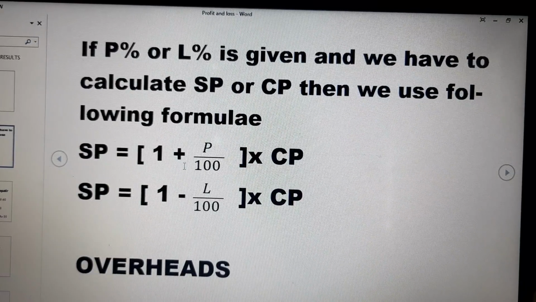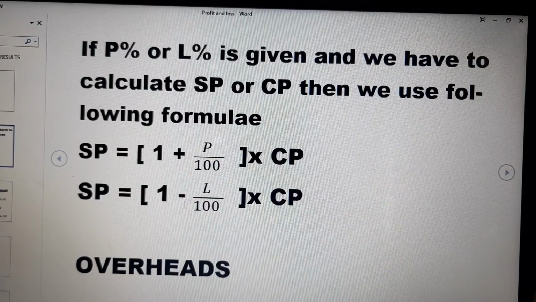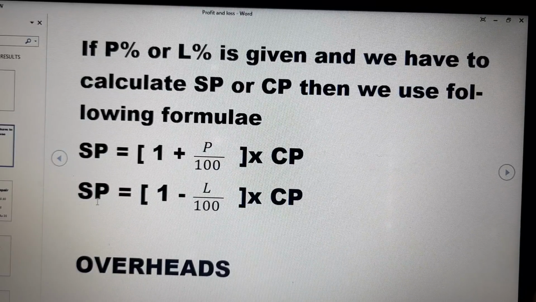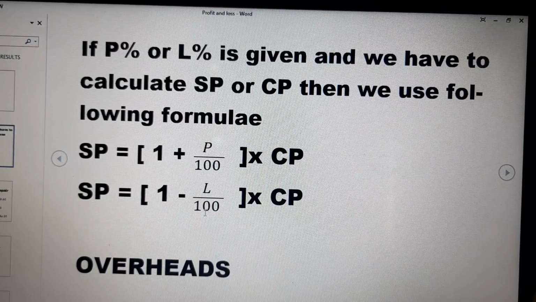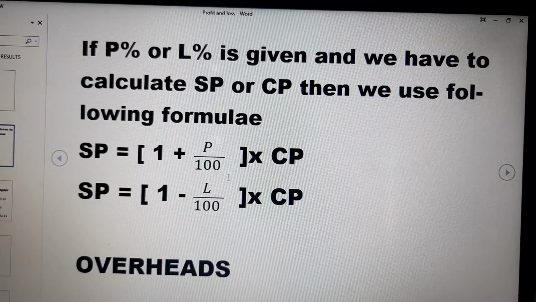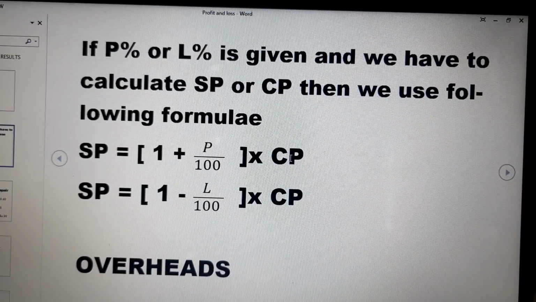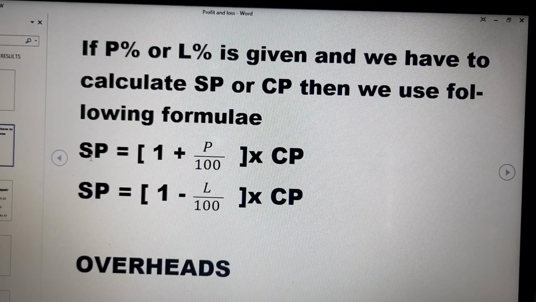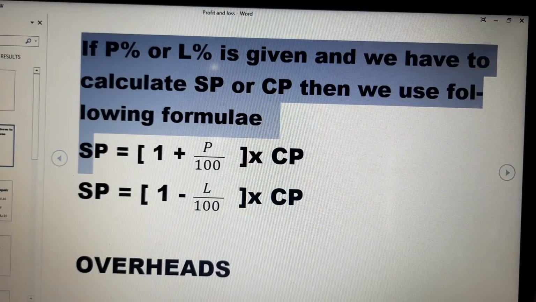Clear? The same thing will be used for loss percent also if loss percent is given, but in place of plus you have to remember that a minus sign is used. Clear? So now the formula becomes selling price is equal to 1 minus loss upon 100 into CP. If we have been given selling price, we will put the value of selling price and calculate cost price. If we have been given cost price, then we will put the value of cost price and calculate selling price. Clear? All these formulas should be learnt by heart.